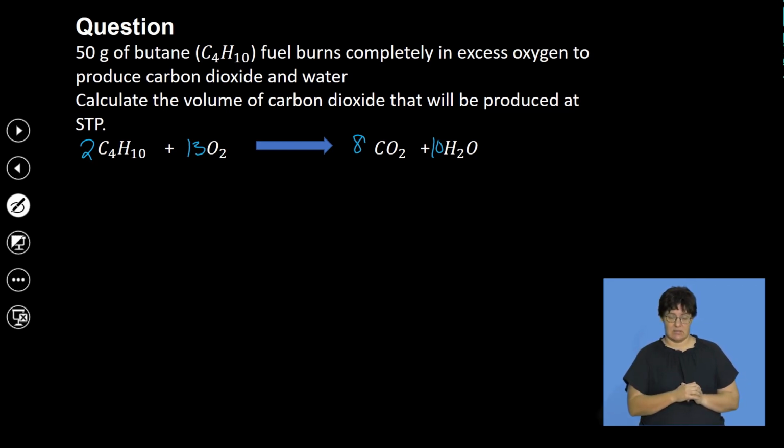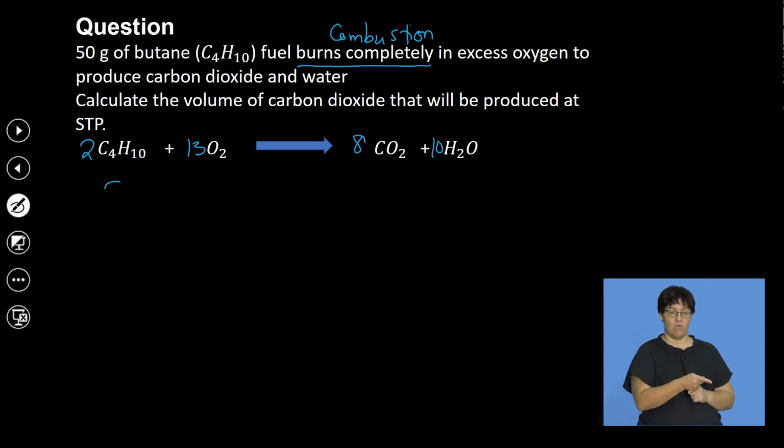So the stoichiometric ratio in which these substances react to form the product during this combustion reaction. So this burning completely, it's combustion, right? The term that refers to the burning of fuels in excess oxygen is called combustion. So the stoichiometric ratio is 2 is to 13 is to 8 is to 10, right?